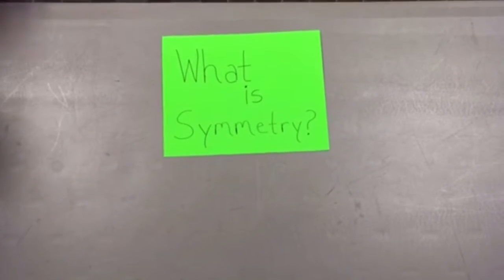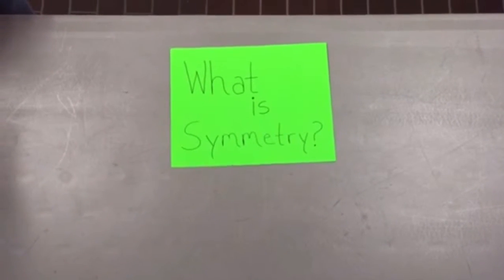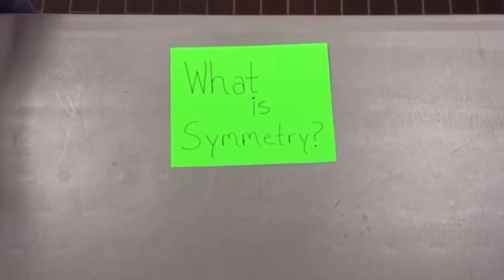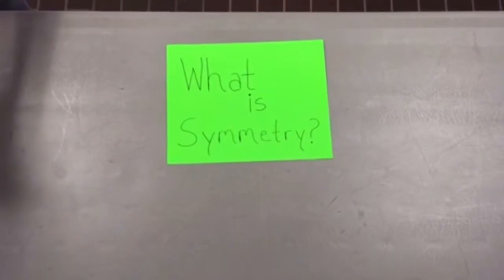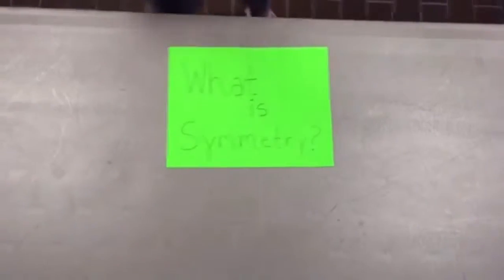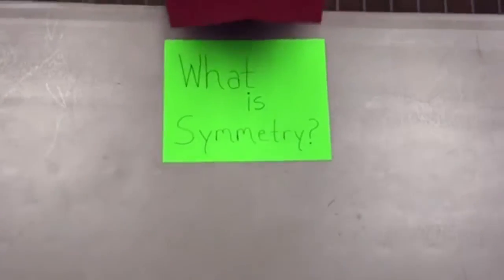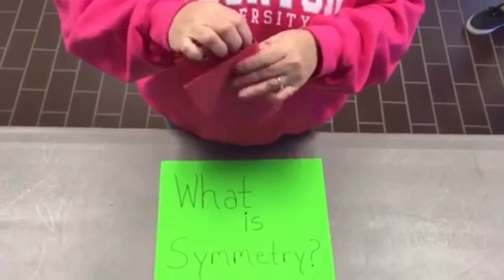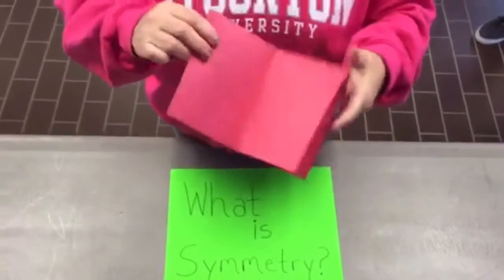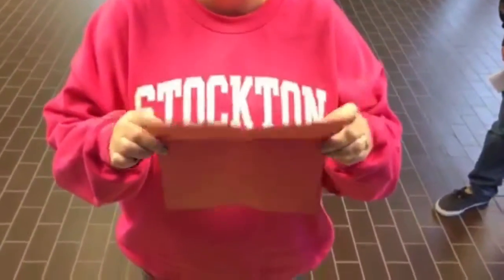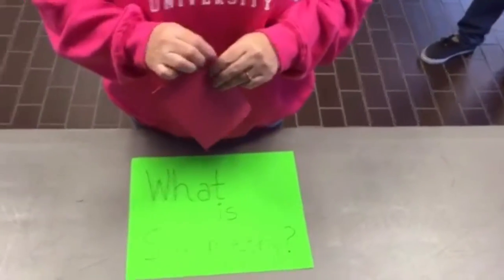What is symmetry? Symmetry is when one shape becomes exactly like another if you flip, slide, or turn it. Here's an example of symmetry. One piece of paper, I'm going to fold it in half, then half again, and if you open it, we have 4 quadrants. There are 3 types of symmetry.